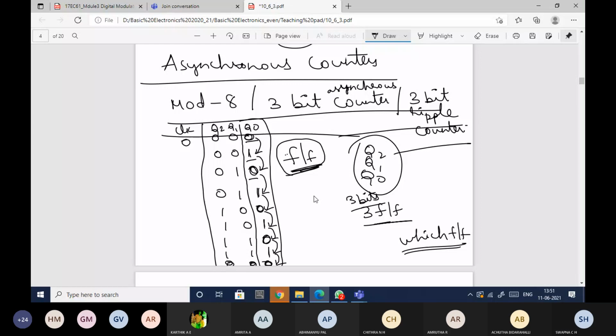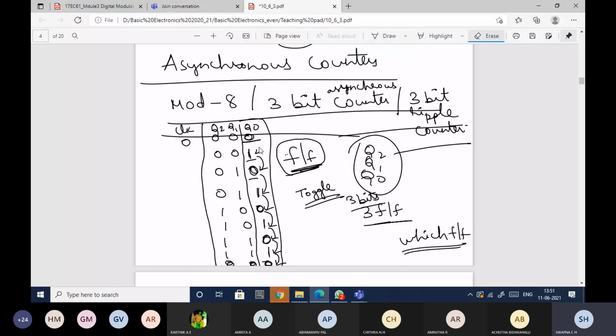Toggle. Toggling is happening. Yes or no? Toggling means what is happening? If initially the value is 0, it is changing to 1. If it is 1, it is changing to 0. If it is 0, it is changing to 1. So toggling is happening. Okay.